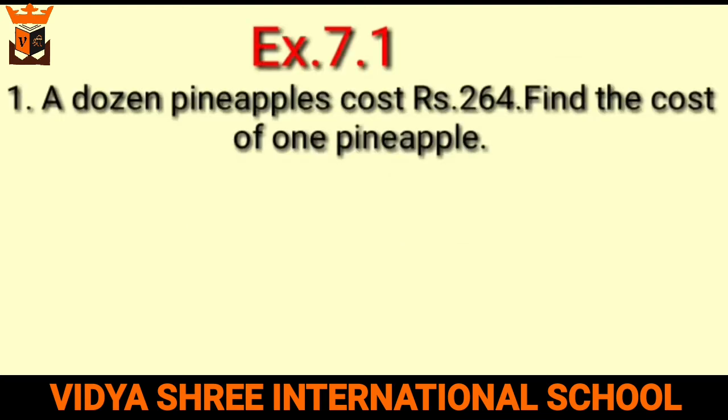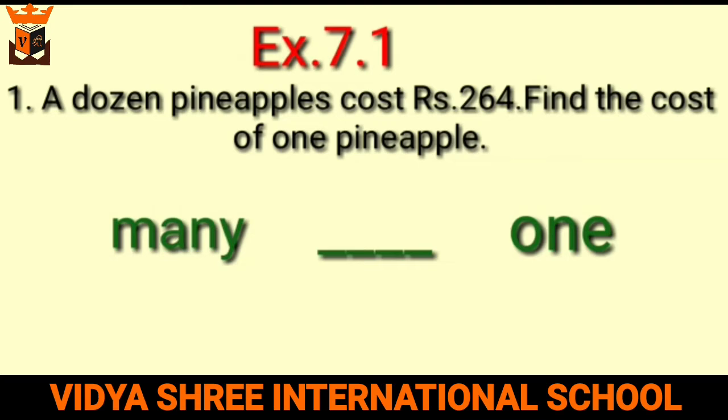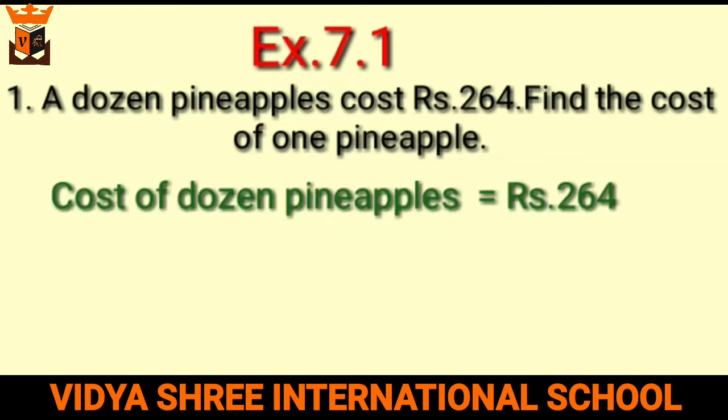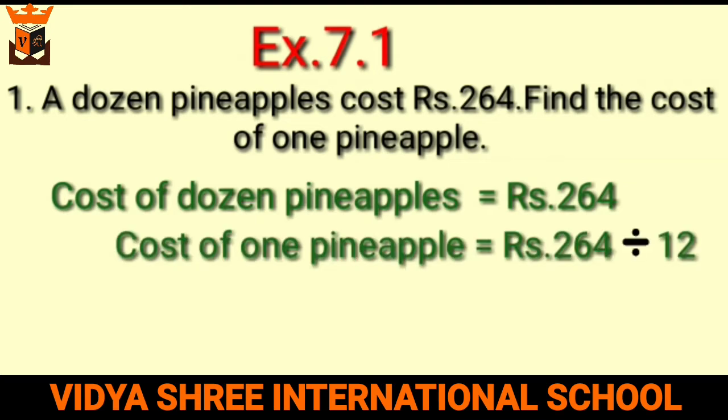The question number 1 is, a dozen pineapples cost rupees 264. Find the cost of one pineapple. So here the cost of many is given and you have to find the cost of one. So to find the cost of one, you always have to divide. So you can frame the statement like this. Cost of dozen pineapples is equal to 264. And cost of one pineapple will be 264 divided by 12. So after dividing 264 by 12, we get 22 as the cost of one pineapple.